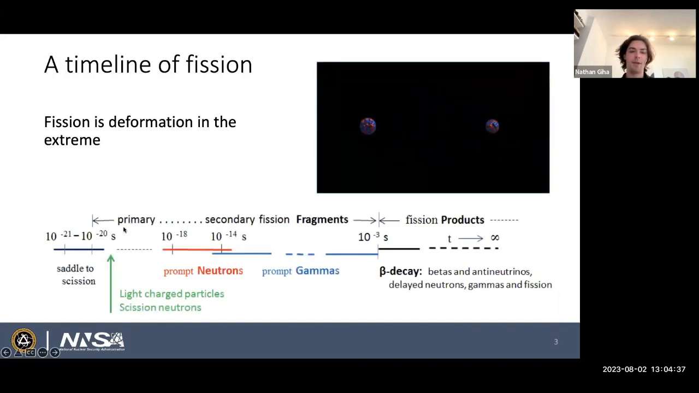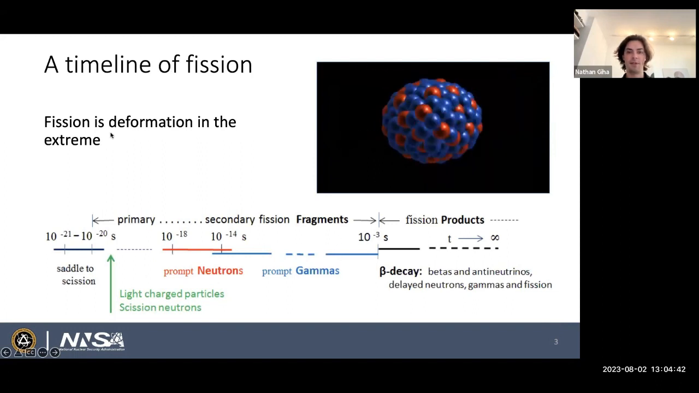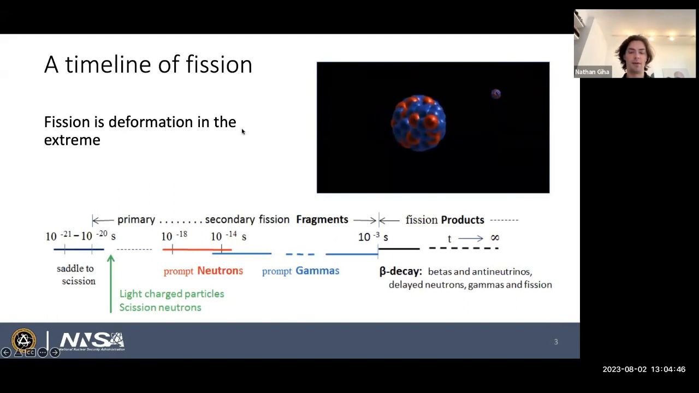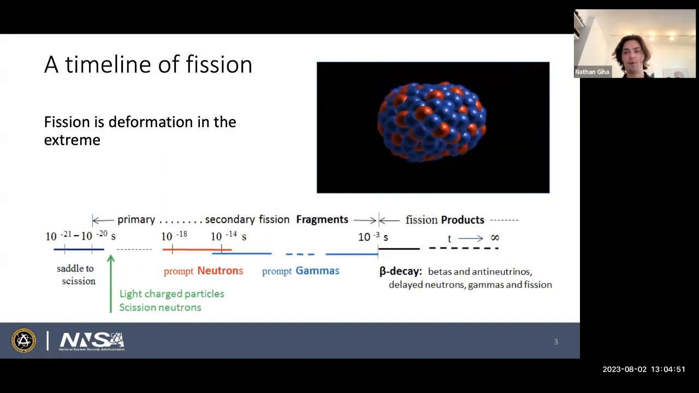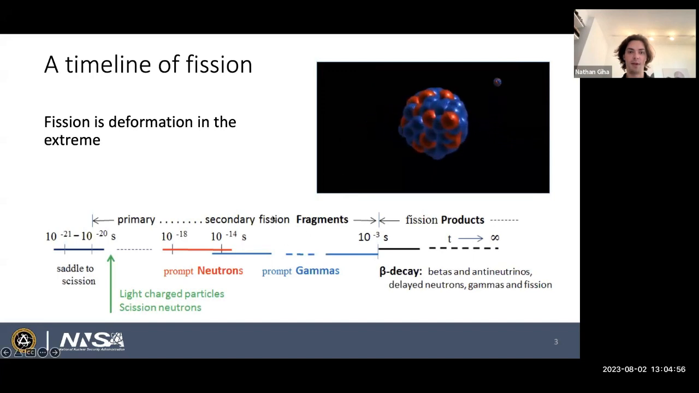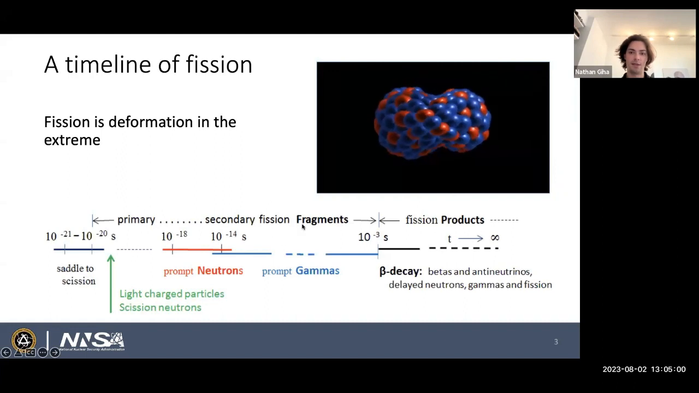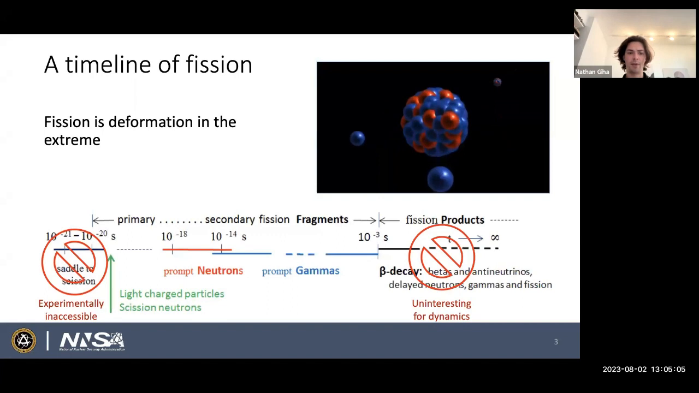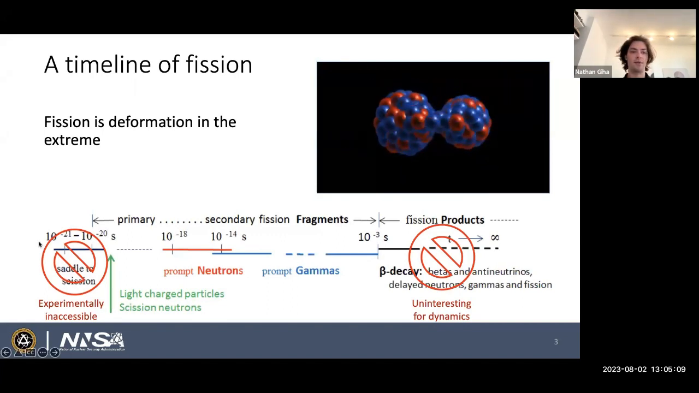Now, you saw this timeline yesterday on Kyle's slides, and he talked a lot about how fission is deformation, and it's deformation in the extreme. There are lots of nuclei that are deformed when they're excited. There are nuclei that are deformed when they're just in the ground state. But fission is what happens when the deformation is so much that it can't be deformed anymore, and it ends up splitting.